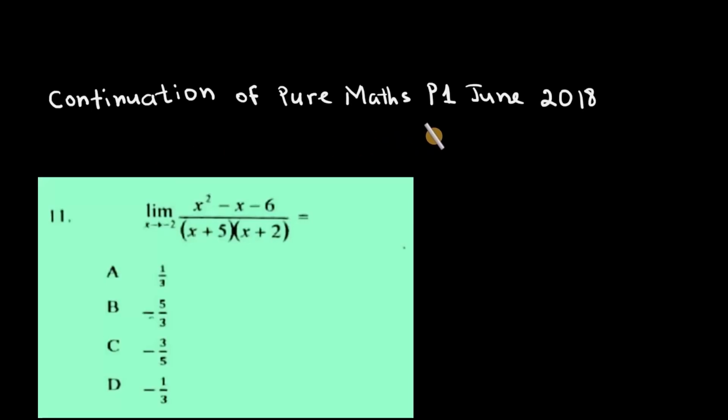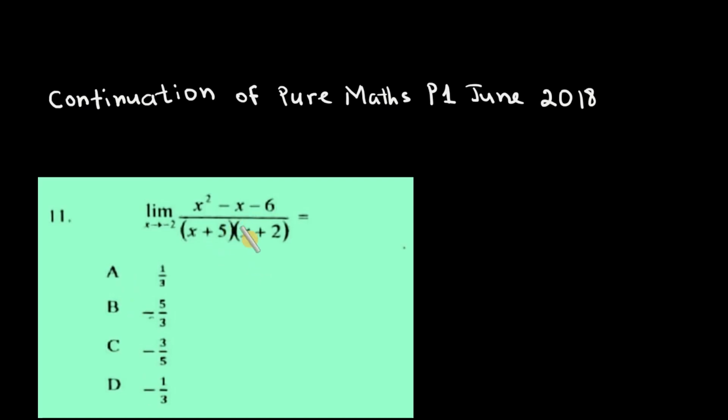Continuation of Pure Maths Paper 1, June 2018. I already solved questions 1 to 10 in other videos of Bond Maths revision. So in this video, I'm going to continue from question 11 upwards. We are required to look for the limit of this function as x tends to minus 2 and choose the right answer from options A to D.